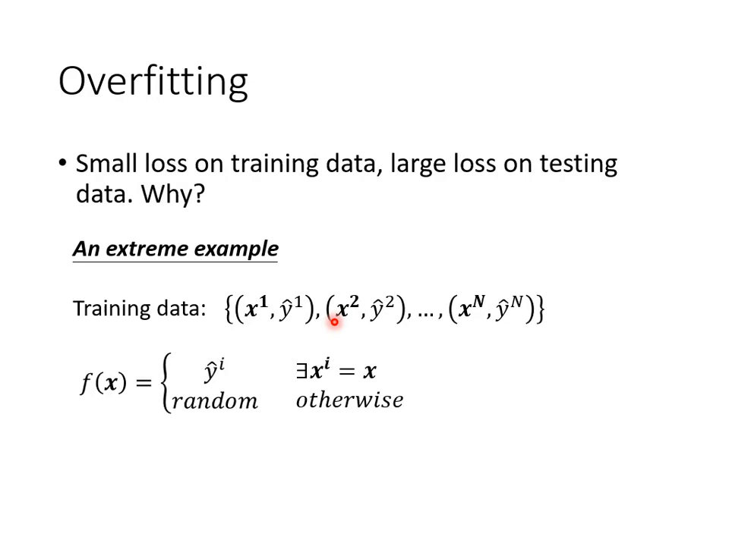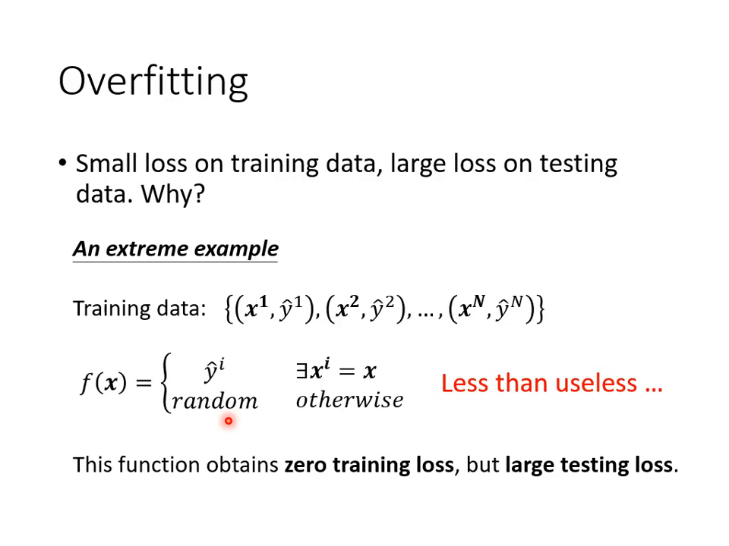This useless function says, if today the input is x, then we'll find if this x is present in the training data. If x is present in the training data, then we take its corresponding y hat as output. If x is not present in the training data, it just outputs a random value. You can imagine that this function did nothing. It is less than useless. But even though it is a useless function, its loss on the training data is 0.